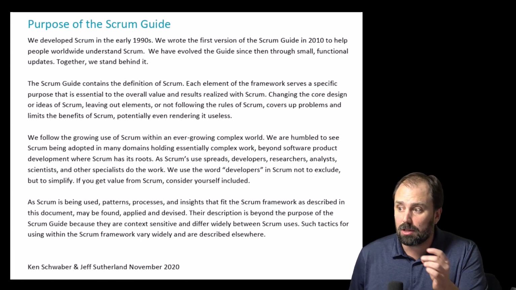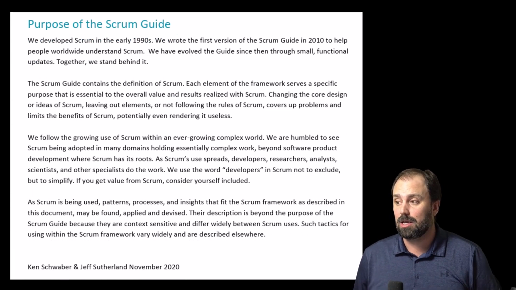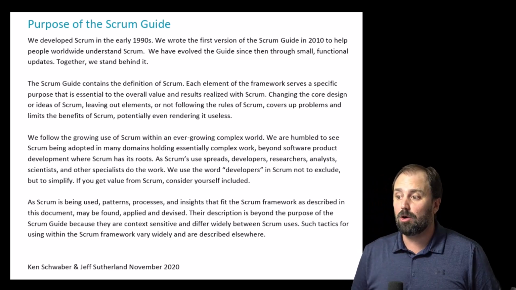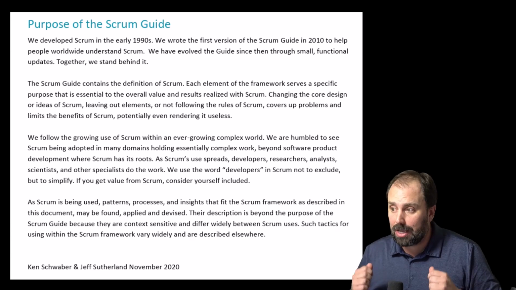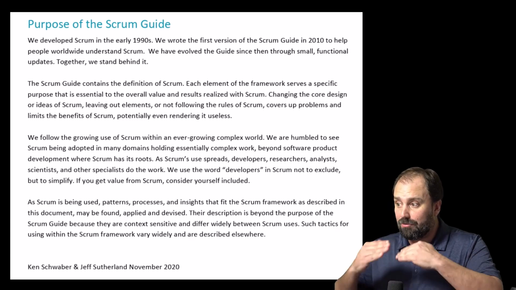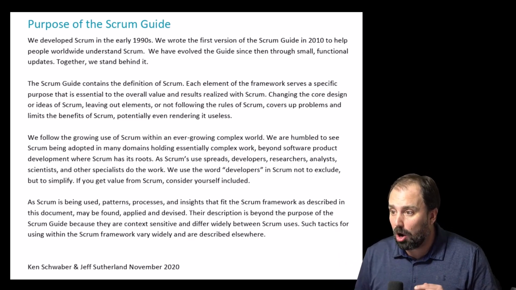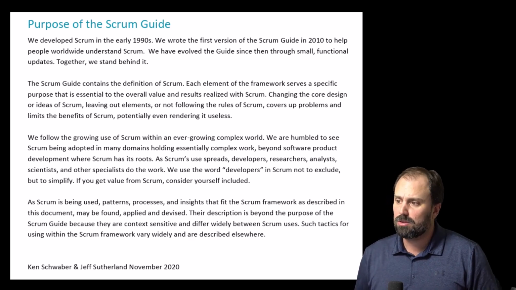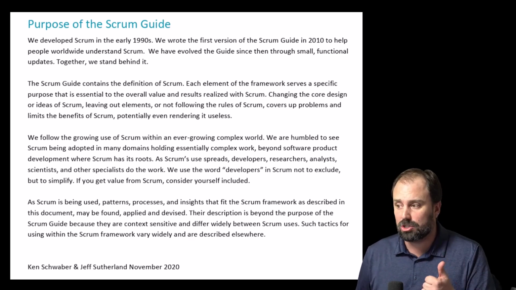They say, we developed Scrum in the early 1990s. We wrote the first version of the Scrum Guide in 2010 to help people worldwide understand Scrum. We have evolved the guide since then through small functional updates. Together, we stand behind it. The Scrum Guide contains the definition of Scrum.